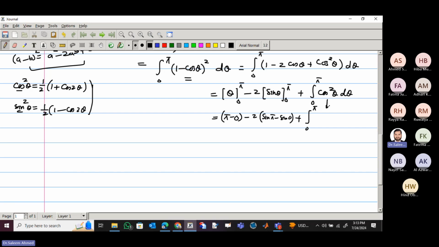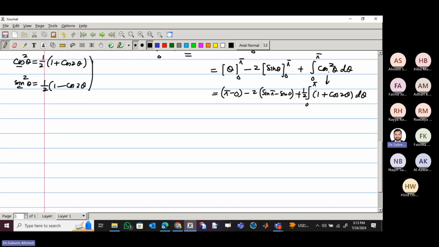So this is cosine. First I will write it as 1 by 2 times (1 plus cos 2 theta). Now I can integrate this because the power is gone. This becomes pi, this is 0. Sine pi is 0, sine 0 is 0. So this is 0, 2 into 0 plus 1 half. Now I will integrate. 1 becomes theta and cos 2 theta becomes sine 2 theta, and because there is a 2 here, I divide by 2. That's it, from 0 to pi.